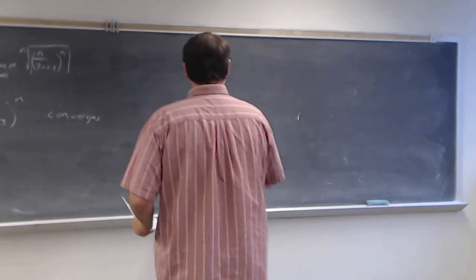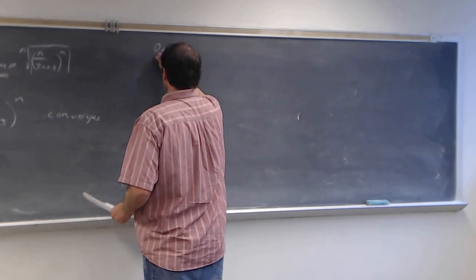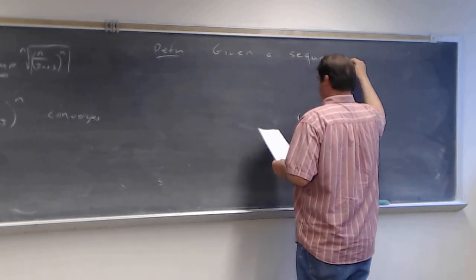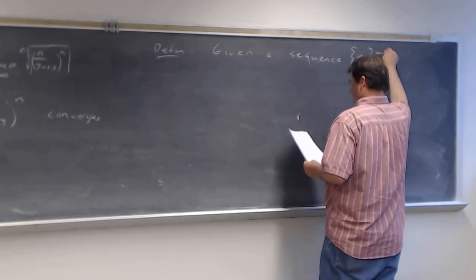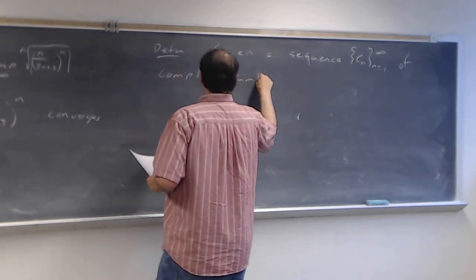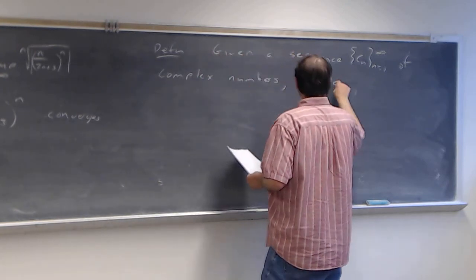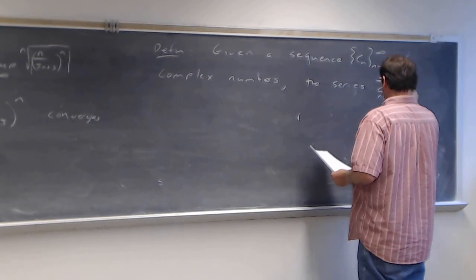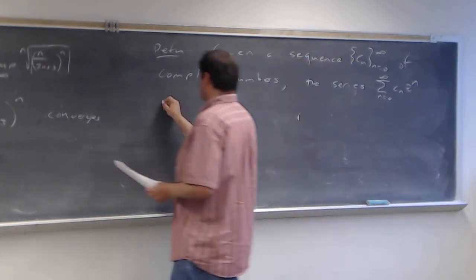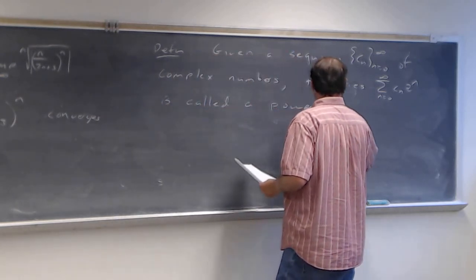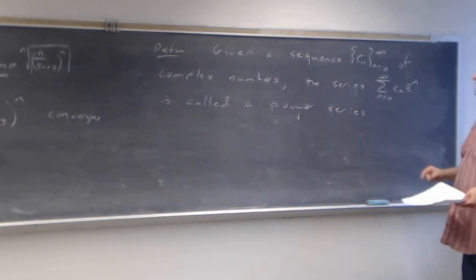Okay, next thing I want to do is write the definition. Given a sequence c sub n of complex numbers, the series as n runs from 0 to infinity of c sub n z to the n, so I'll start from 0, is called a power series. So z is just some complex number, okay? And you fix that complex number.